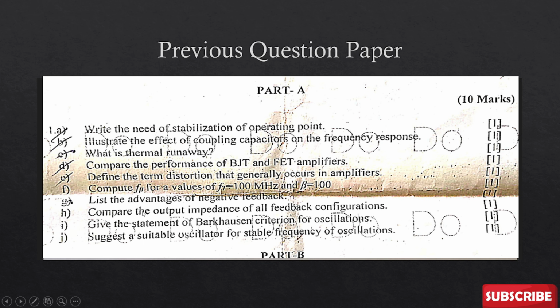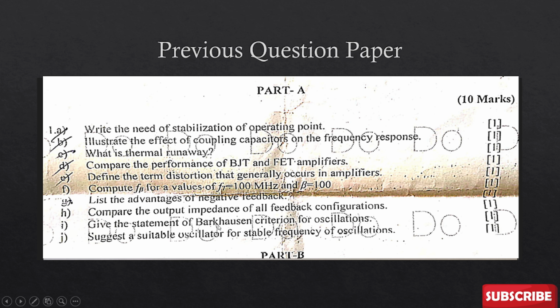Again, I have spoken about negative feedback amplifiers. This is from the fourth unit: list the advantages of negative feedback amplifier. What are the advantages of negative feedback? Then, compare the output impedance of all feedback configurations. All feedback configurations means negative feedback, positive feedback, and unity feedback configuration. You just need to state what the output impedance would be. Just write it in one line and it will be more than enough.